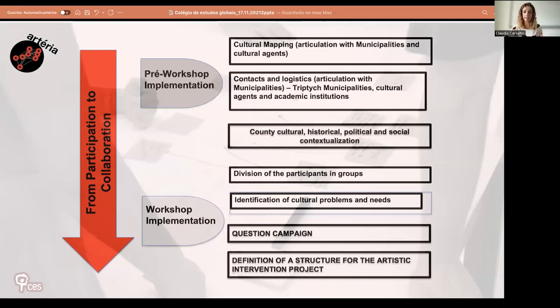So just for you to have an idea, we had a pre-workshop implementation phase where I tried to have an idea of what were the different connections, the different contexts that we were working with, and try to establish the network of partners, individuals, and sectors that could be involved in this process from the beginning. And from there, based on that information that was collected, we tried to define a structure for the artistic intervention projects that were then built, developed, and implemented in these 8 municipalities that I've shown you before.